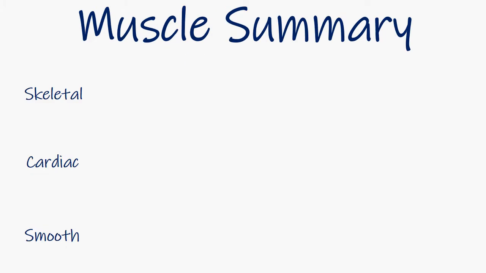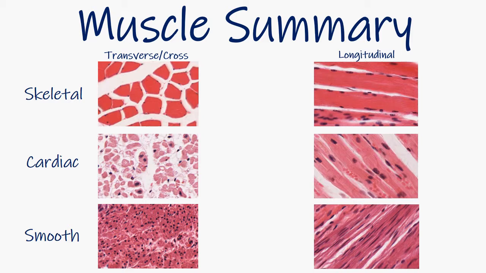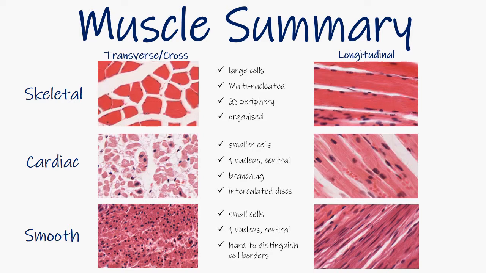For those of you who like such things, here is a comparative summary of the key features of the 3 different muscles that I have introduced today. The cross-section images are on the left, the longitudinal images on the right, and in the middle is a summary of the key features of each muscle type. I hope it's helpful.